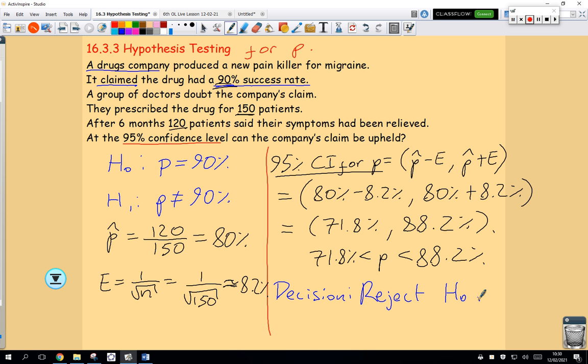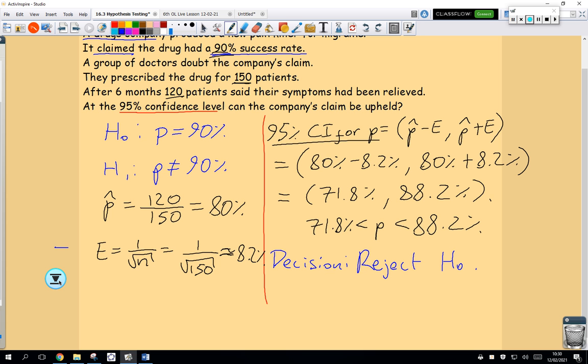Okay, and how will I word that? Well, the best way to word that, and the reason I'm going to reject that, since the claimed population proportion, 90%, is greater than my upper limit, 88.2. Okay, I could also reject it if it was less than 71.8.